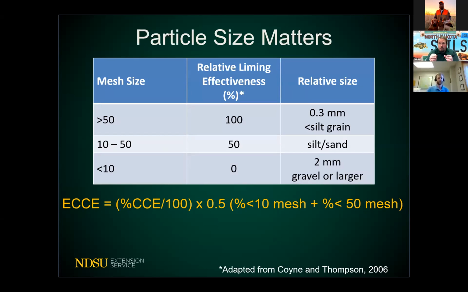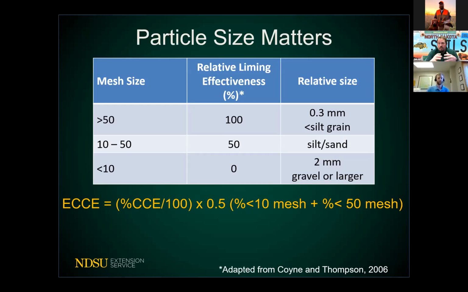And if all the particles will pass through a 50 mesh size screen, that's 0.3 millimeters, which is about the size of a silt grain, we consider that all of that product would react with the soil. However, a 10 mesh screen, so it's a much coarser screen, that's about 2 millimeters in diameter or larger. So now we're talking about gravels. And so hardly any of that would react with the soil.